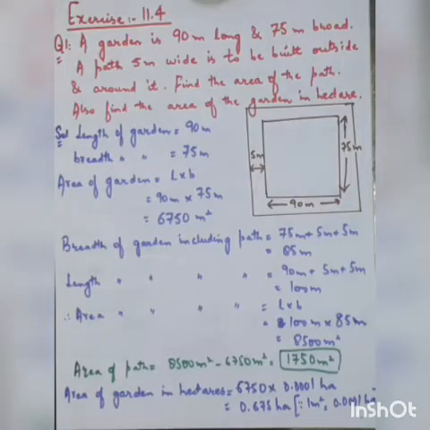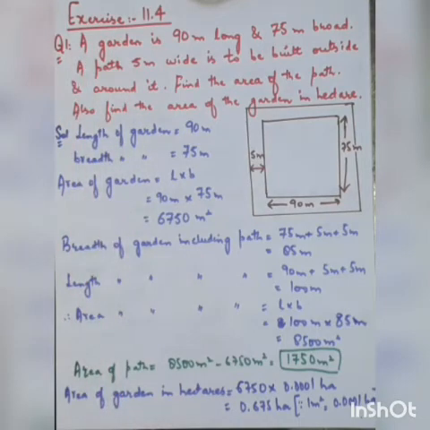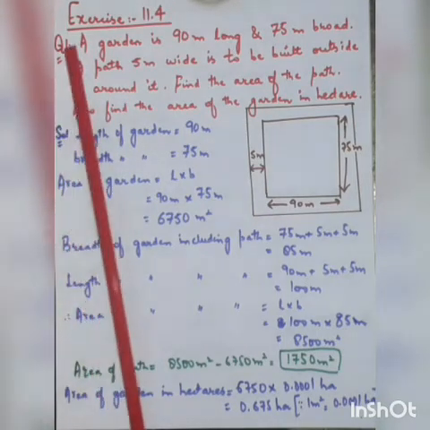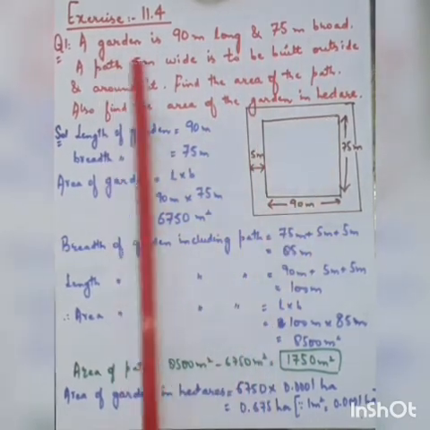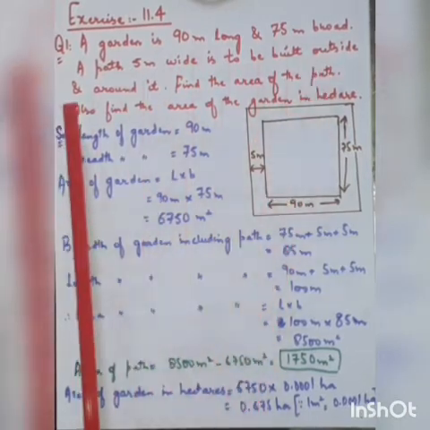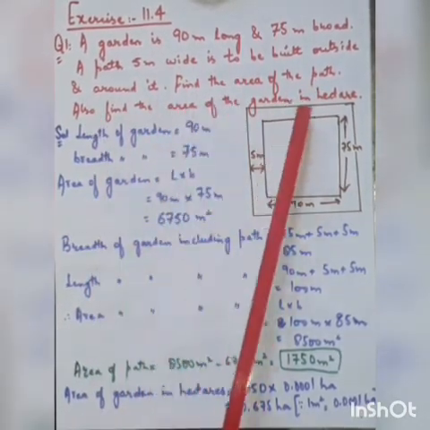Now students, let's solve exercise 11.4, and using these questions we'll learn the applications of finding the area. Question number 1 is, a garden is 90 meter long and 75 meter broad. A path 5 meter wide is to be built outside and around it. Find the area of the path. Also find the area of the garden in hectare.